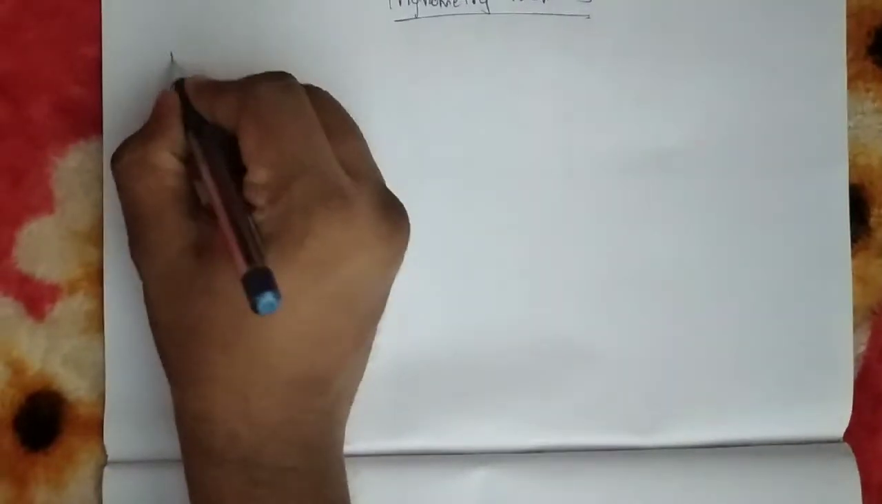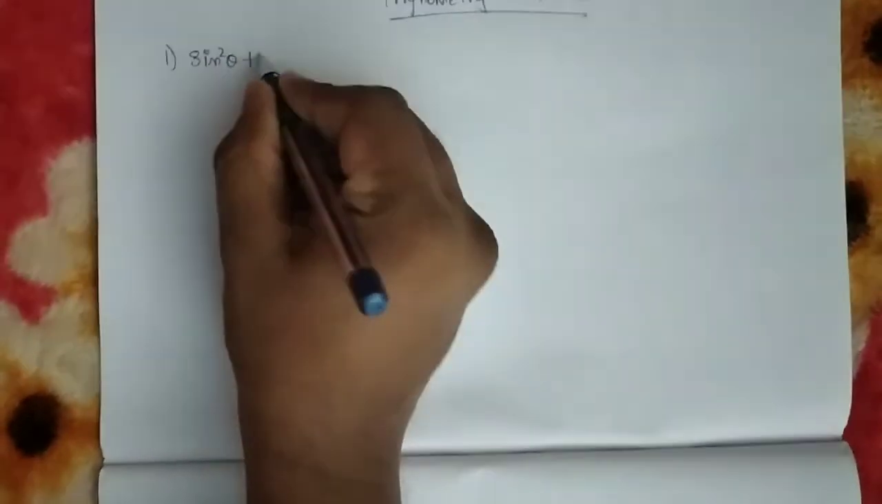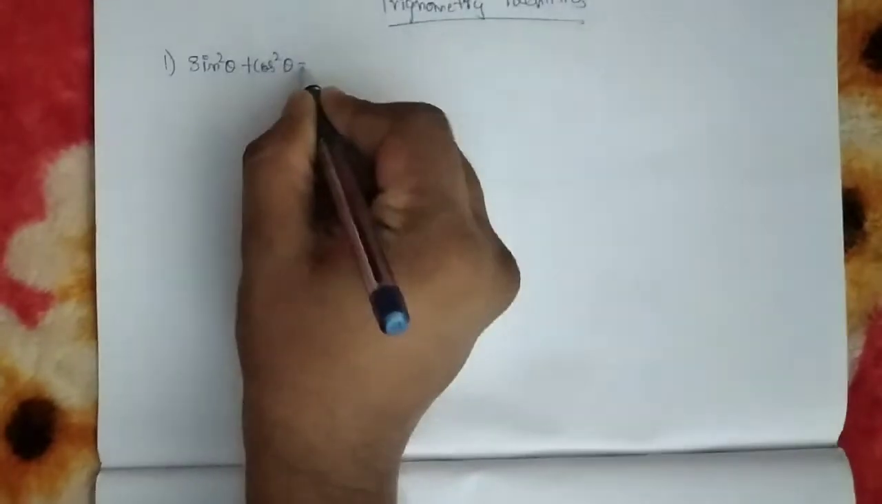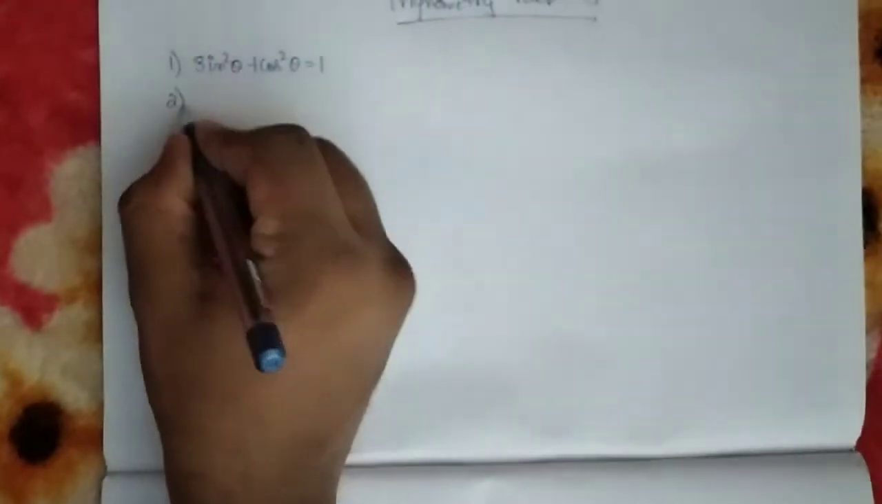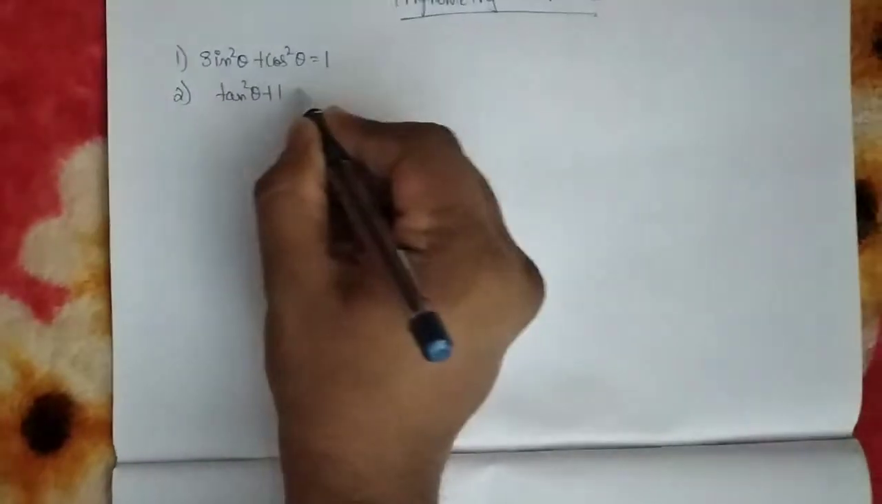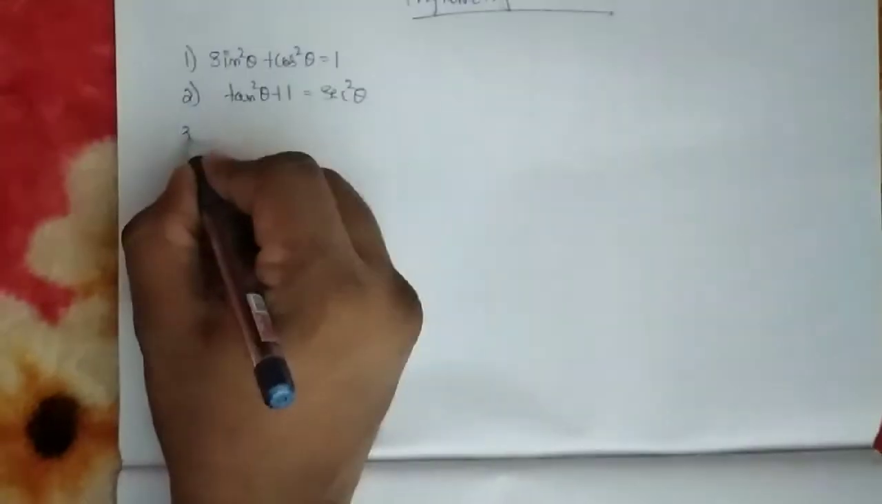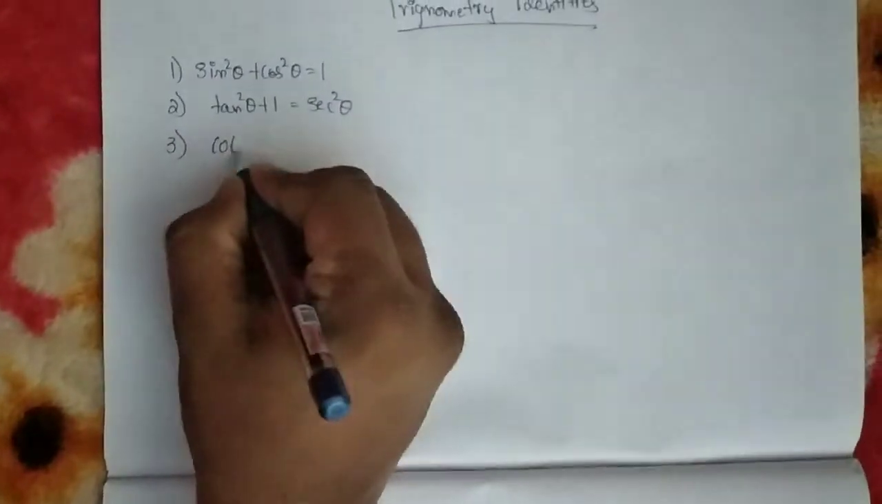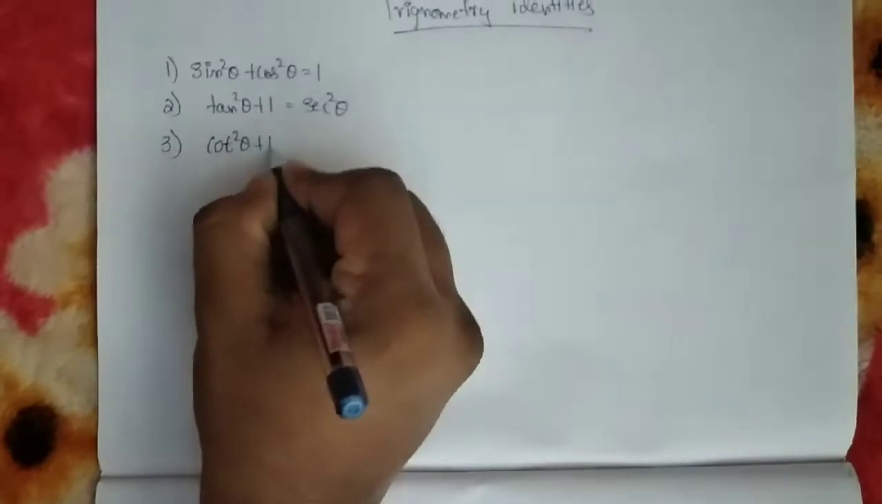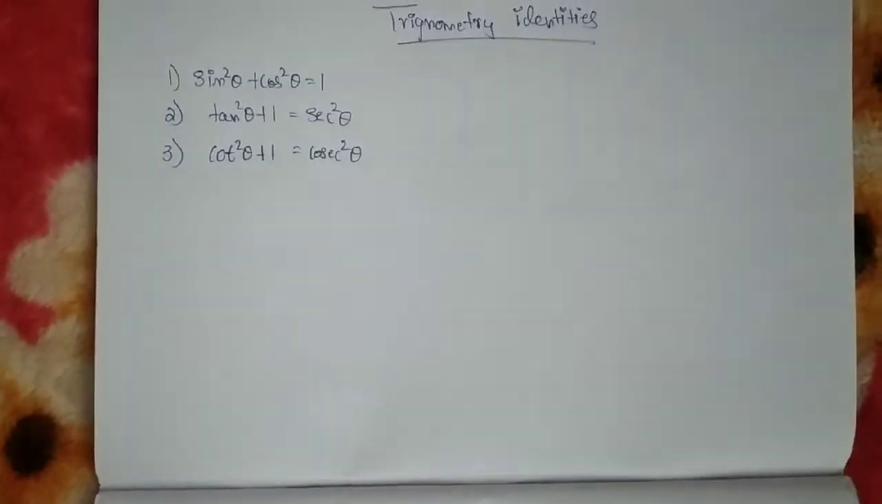So first one will be like this: sine square theta plus cos square theta is equal to 1. Second one is like this: tan square theta plus 1 is equal to secant square theta. Third one is cot square theta plus 1 is equal to cosecant square theta. Okay, based on these three identities, the sums will be asked.